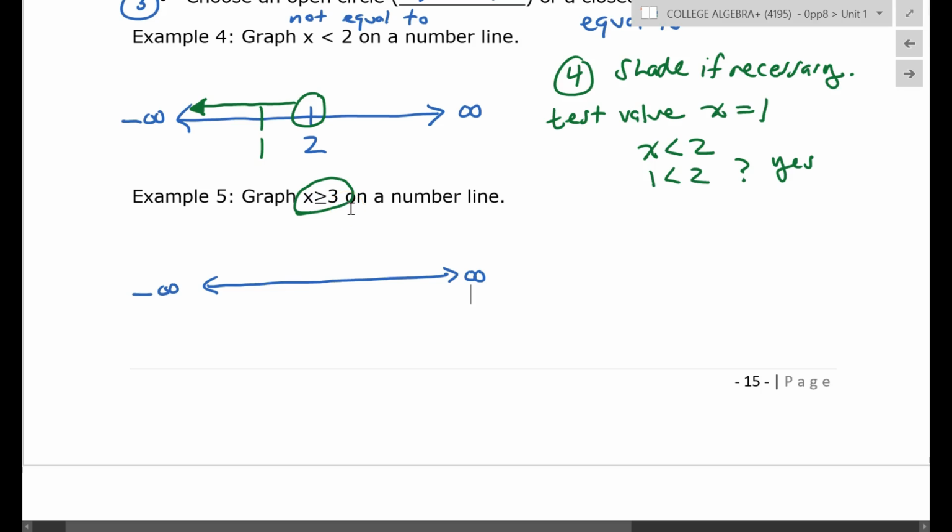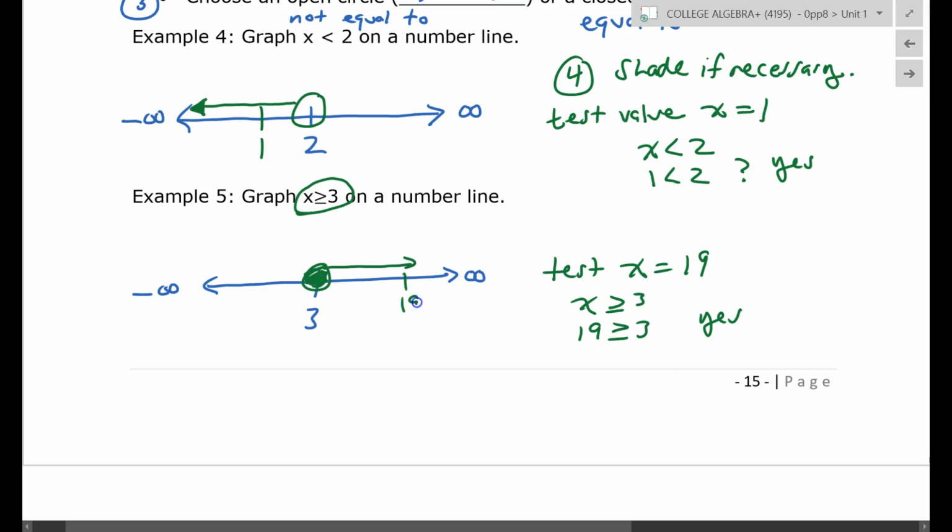Now what goes on this? What's the only important value? All right, so I put 3. Am I allowed to be 3? Yeah, because it said what? Greater than or equal to, which means my circle is closed or shaded in, right? All right, now what value do you want to test? Good. So we'll test 7. We'll test x equals, sure, 19. So is 19 greater than or equal to 3? Yes. So I'm going to shade where 19 is, which is over here.